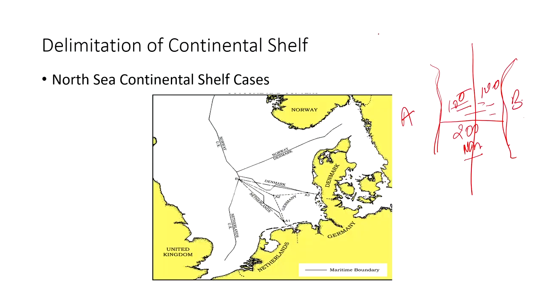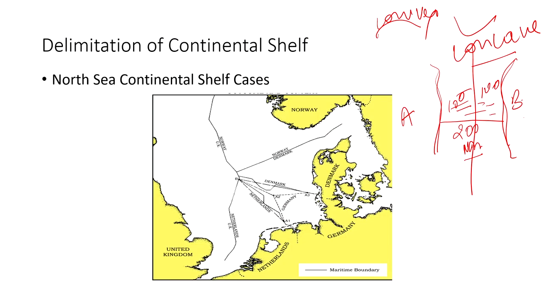States can have different coastlines. As I told you, Norway in the Anglo-Norwegian Fisheries case was having a zigzag line, or you can say it as having fjords and rocky structures attached to its coastline. So, in such scenarios, a state can have a concave shaped or a convex shaped coastline. In such scenarios, if you tend to divide the continental shelf by applying equidistance, a certain state would be at a disadvantageous position. How this can happen, we will discuss and understand by the North Sea Continental Shelf cases.